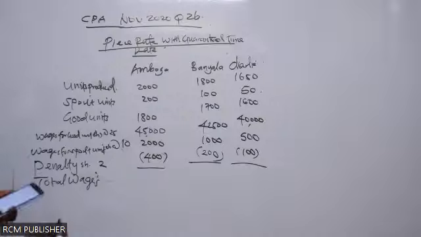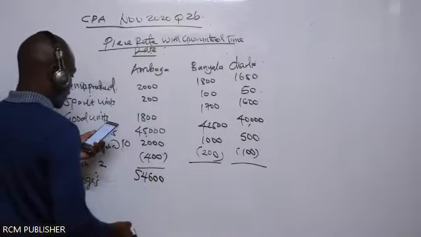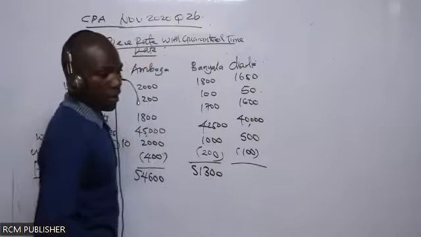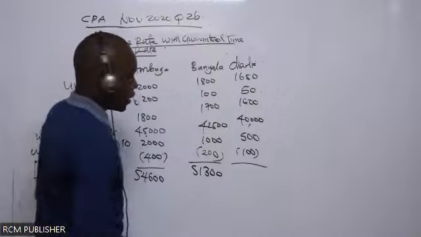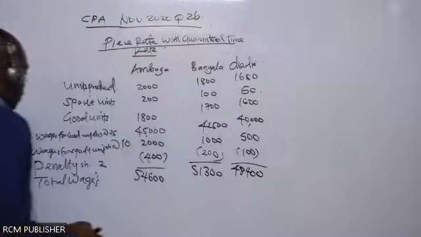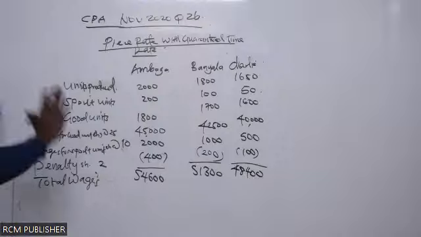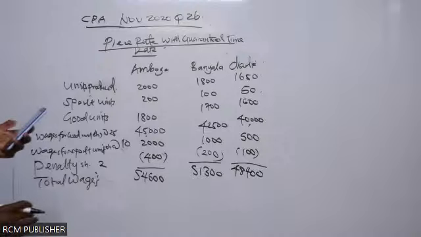What will we have? 54,600. 51,300. And then 48,400. So that's what they are going to receive, based on the units that they have produced here, both spoiled and good units. So we have that information there written.